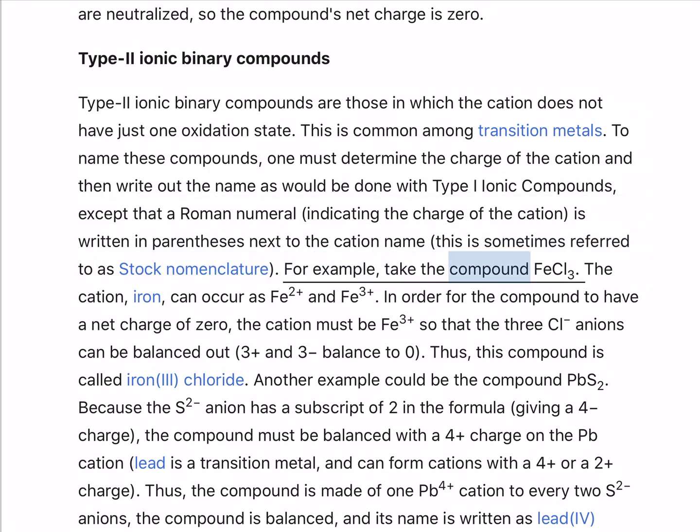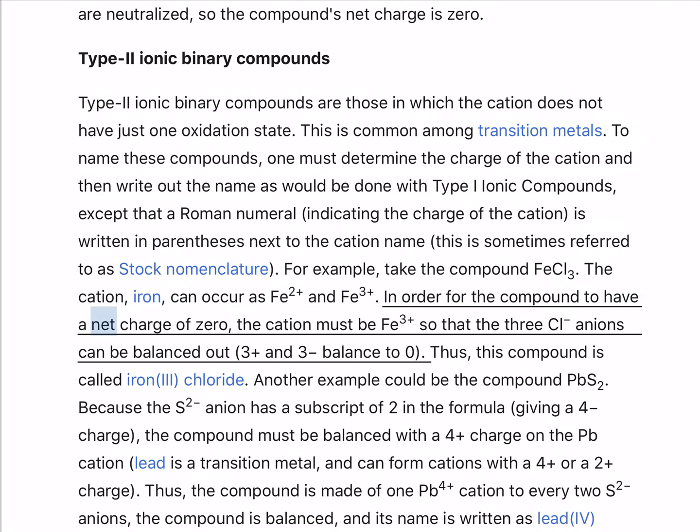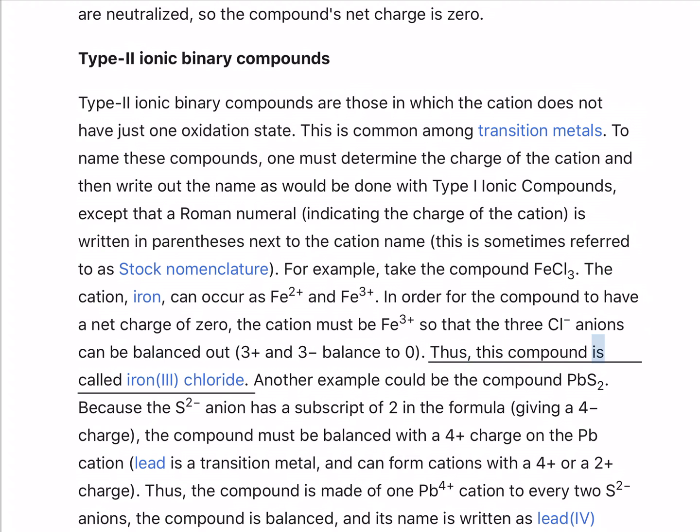For example, take the compound FeCl3. The cation, iron, can occur as Fe2+ and Fe3+. In order for the compound to have a net charge of 0, the cation must be Fe3+ so that the 3 Cl- anions can be balanced out, 3+ and 3- balanced to 0. Thus, this compound is called iron(III) chloride.